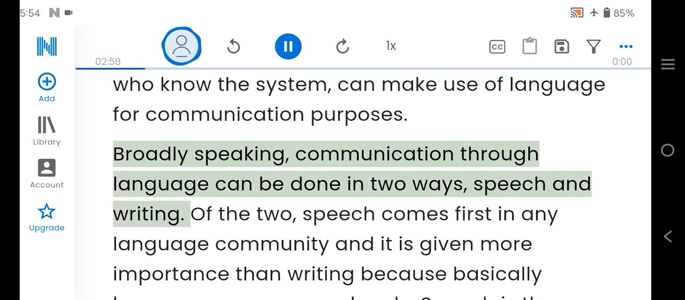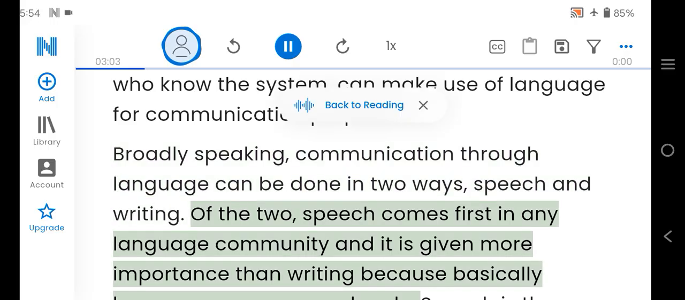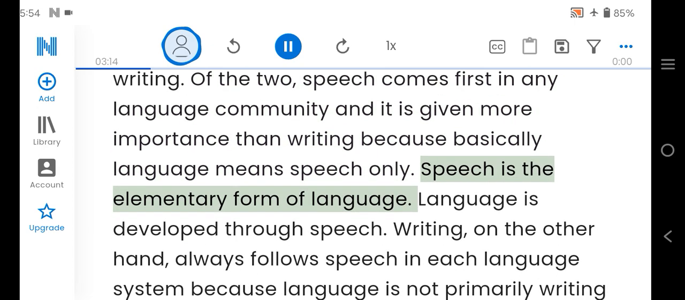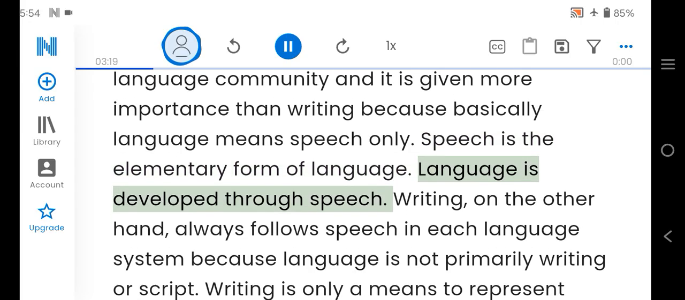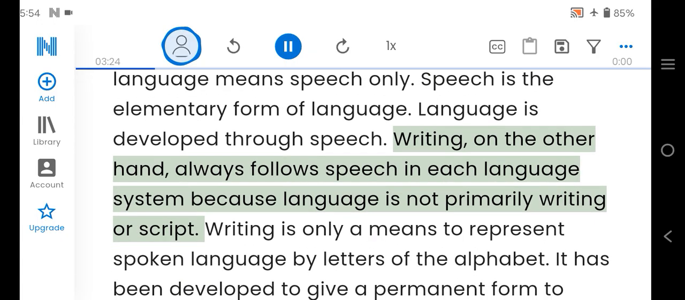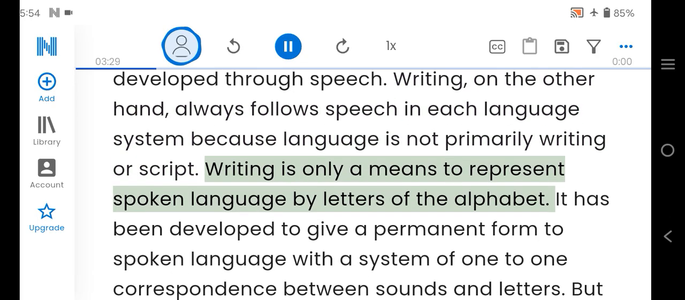Broadly speaking, communication through language can be done in two ways: speech and writing. Of the two, speech comes first in any language community and it is given more importance than writing, because basically language means speech only. Speech is the elementary form of language. Language is developed through speech. Writing, on the other hand, always follows speech in each language system because language is not primarily writing or script. Writing is only a means to represent spoken language by letters of the alphabet.